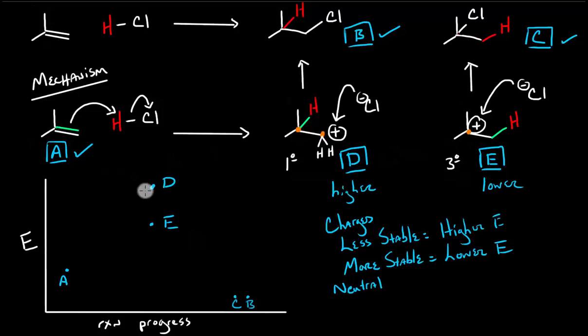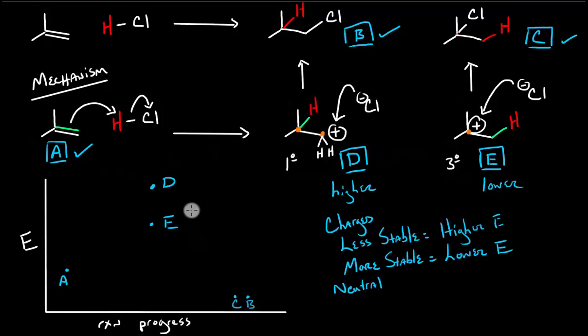Okay, so now let's try to connect the dots. Let's try to connect the dots between A, D, and B. We know A is our starting material, D is our intermediate molecule that we could potentially isolate. All of the bonds have been made and broken, and B is our final product.